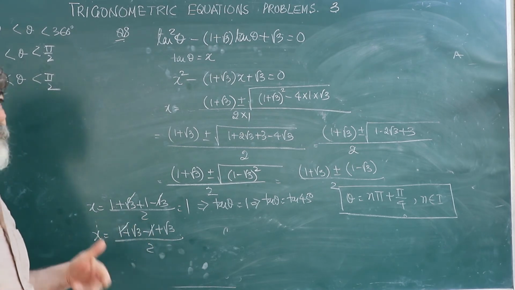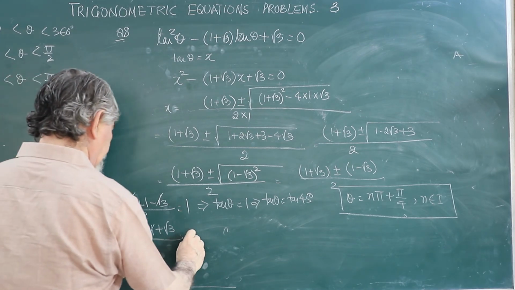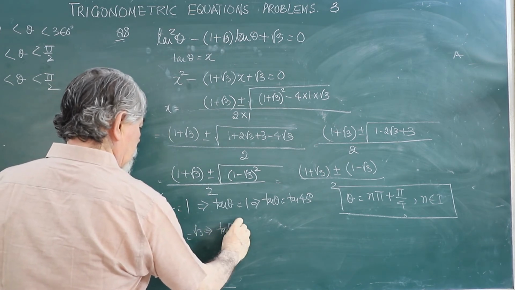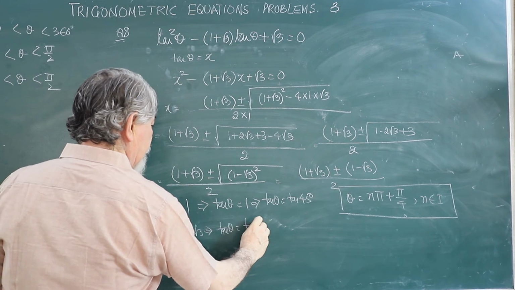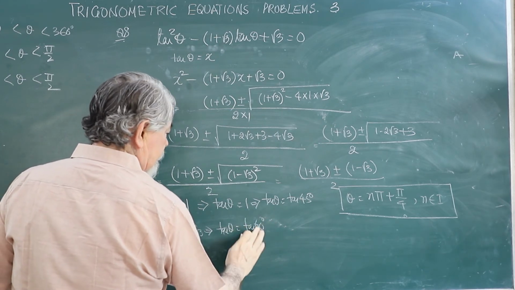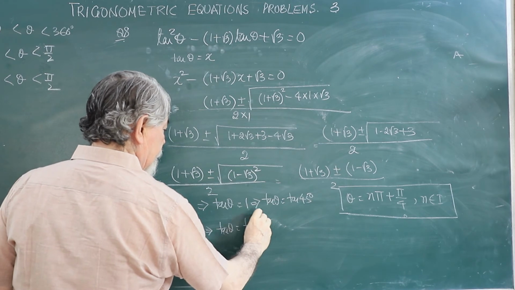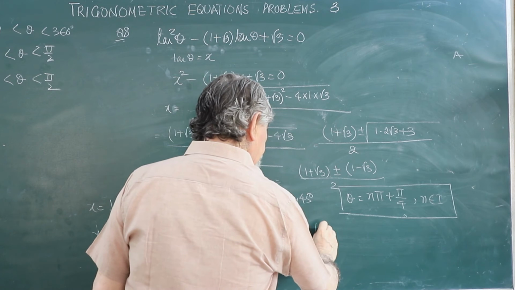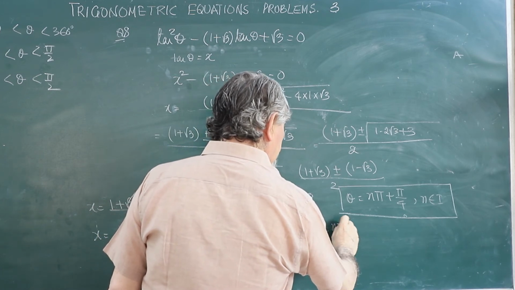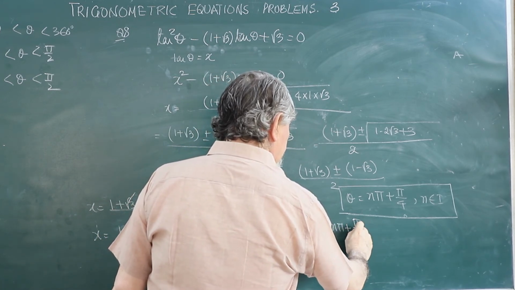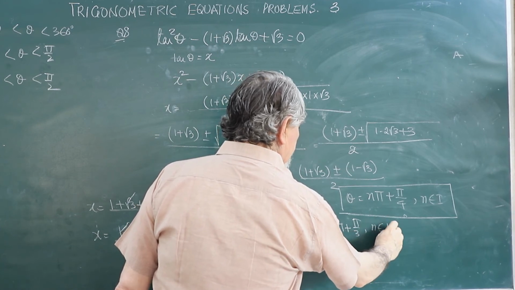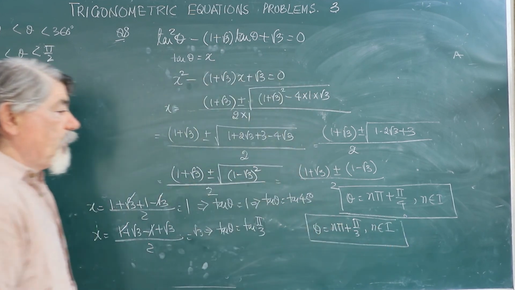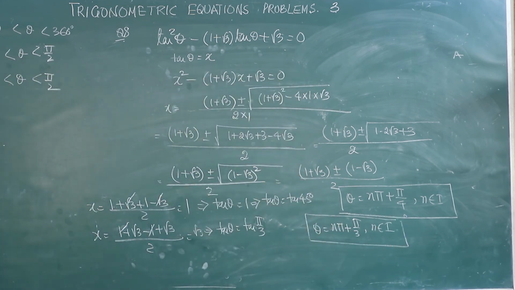Root 3 plus root 3 will be 2 root 3, 2 will cancel, root 3. So tan theta is equal to tan 60. The value of tan 60 is root 3, or tan 60 means pi by 3. So theta will become n pi plus pi by 3, n belongs to set of integers.